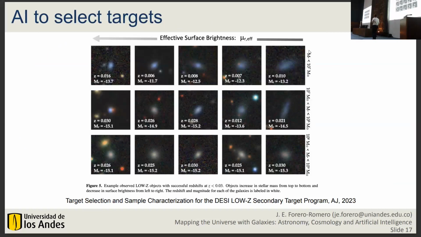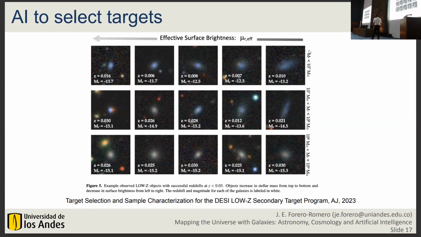So in DESI, artificial intelligence helps us to define the targets. We have to place the fiber somewhere, but where are we going to place the fiber? We have to define the targets. In DESI, there are 4 main classes of targets: nearby galaxies, luminous red galaxies, emission line galaxies, and quasars. But on top of that, there are some secondary programs. You can think of them as secondary projects.